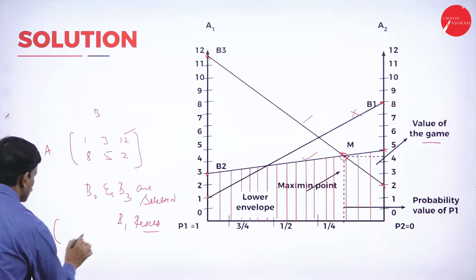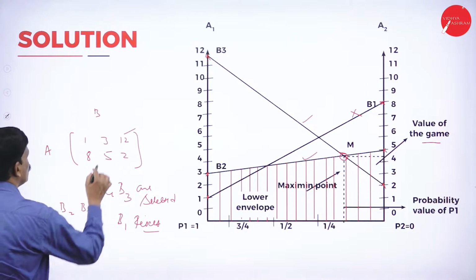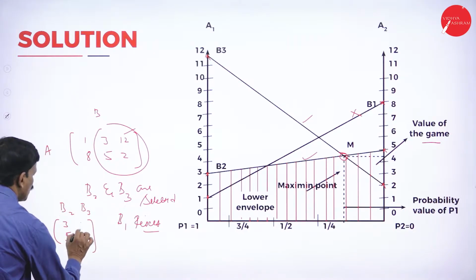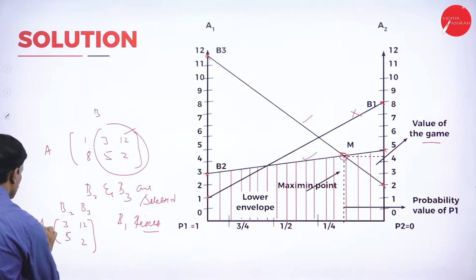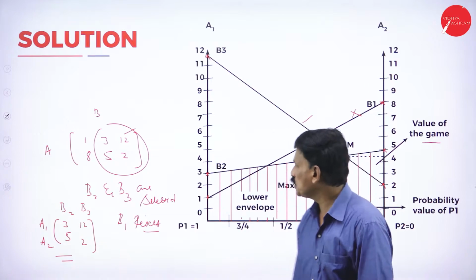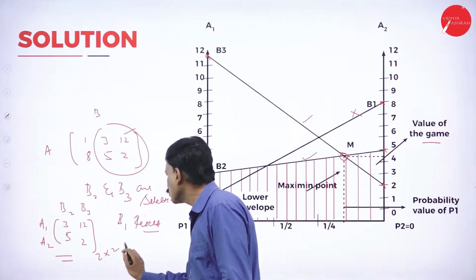The resultant matrix will be B2 and B3. B2 and B3 is nothing but these two, that is 3, 5 and 12, 2, whereas A1 and A2. Now the resultant matrix will be B2 and B3. So this is of the form 2 rows and 2 columns.